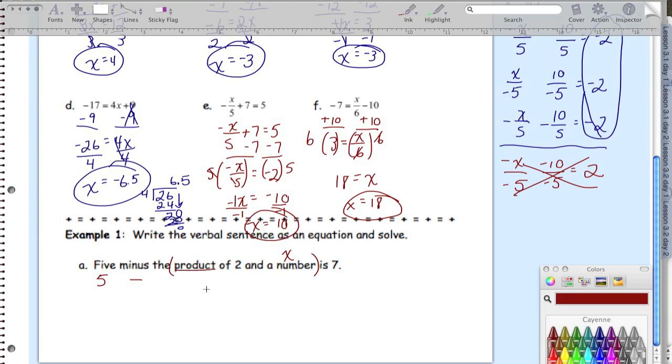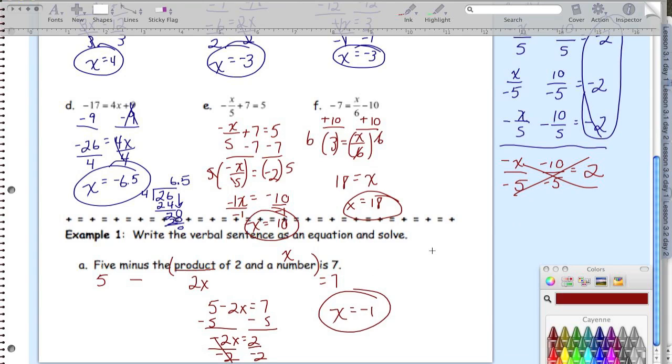And product means multiply. So I'm going to multiply 2 and our number, so that's just 2x, equals 7. So 5 minus 2x is 7. I'm going to subtract 5, negative 2x is equal to 2, and then divide by negative 2 on both sides. So x equals negative 1.